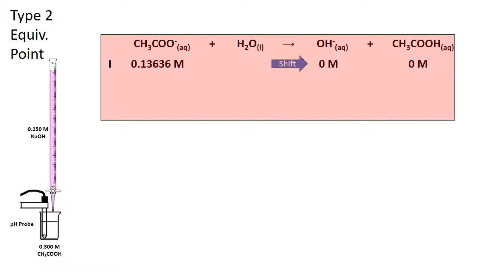Now, the equilibrium part of this problem requires us to determine the direction it shifts, and it clearly shifts to the right with zeros both on the right-hand side, letting us determine that the amount of acetate ion on the left should go down by an amount x, and that the hydroxide ion and the acetic acid concentration should go up by x, giving us equilibrium concentrations of 0.136 minus x and x and x.